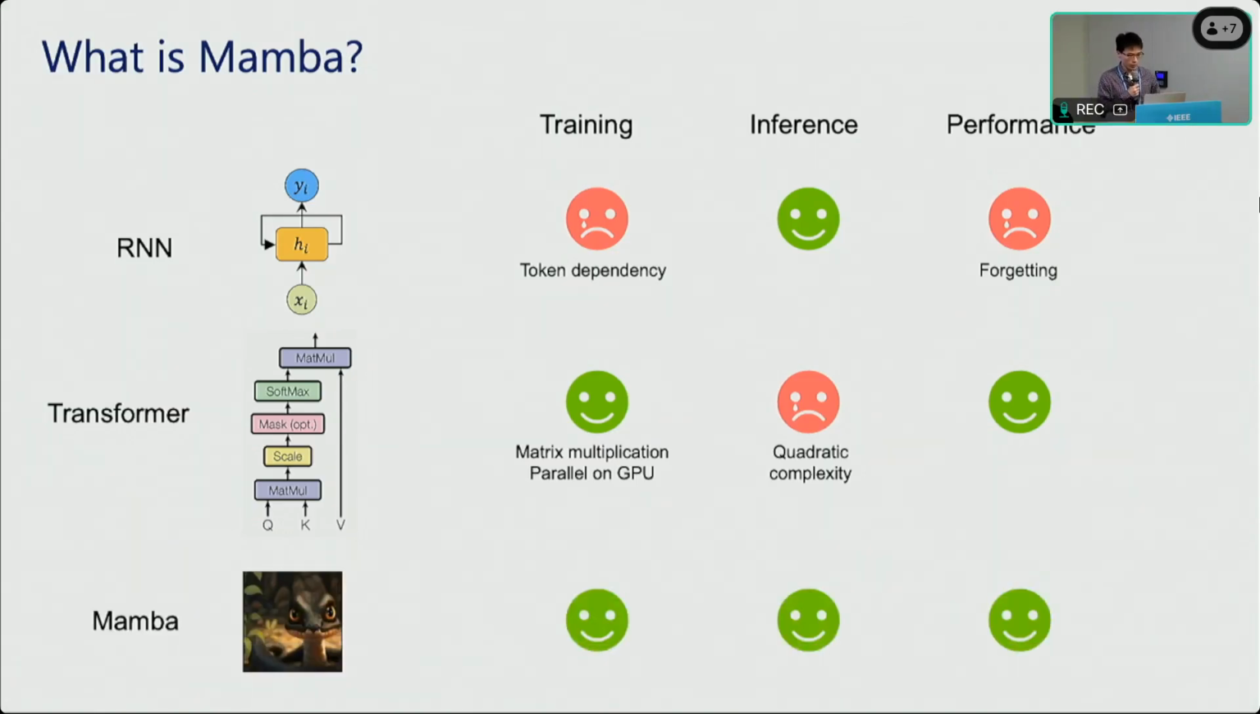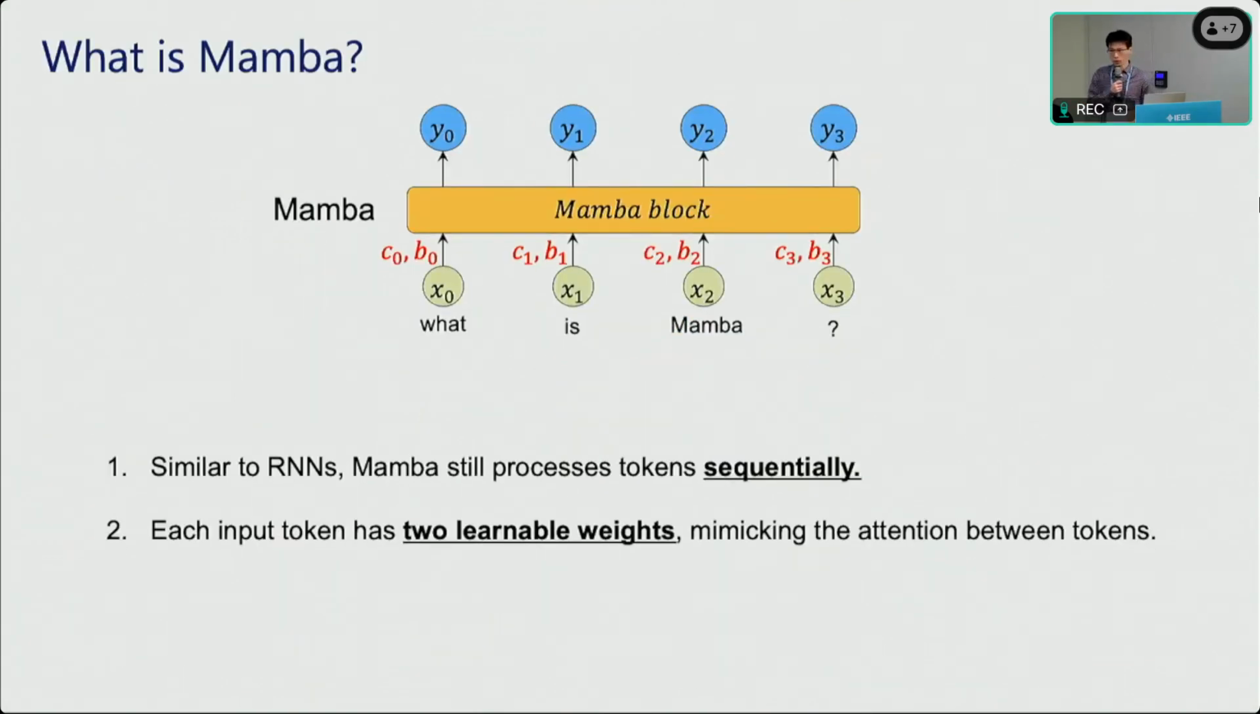Mamba was introduced in 2023, and it's actually good across all three columns. It's also considered a potential replacement for transformer, especially when the sequence lengths get very long. Within this short talk, I won't be able to explain what Mamba is in detail. But to understand my talk, you just need to remember two things. First, similar to RNN, Mamba still processes tokens sequentially or recurrently. That means there are token dependencies. Second, each input token has two learnable weights, and that can mimic the attention mechanism similar to transformers.